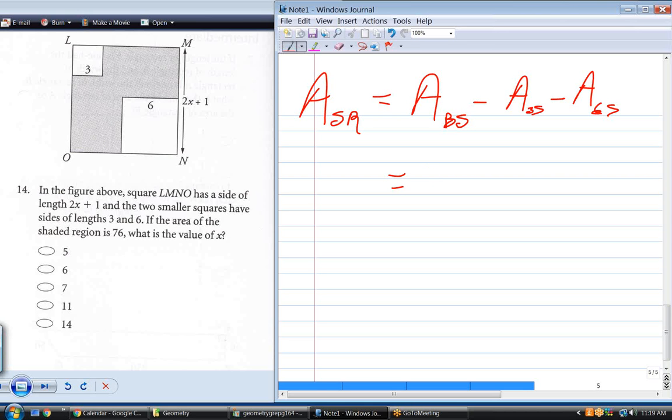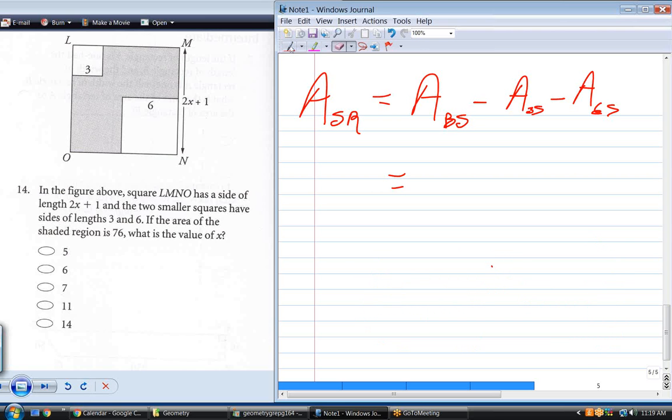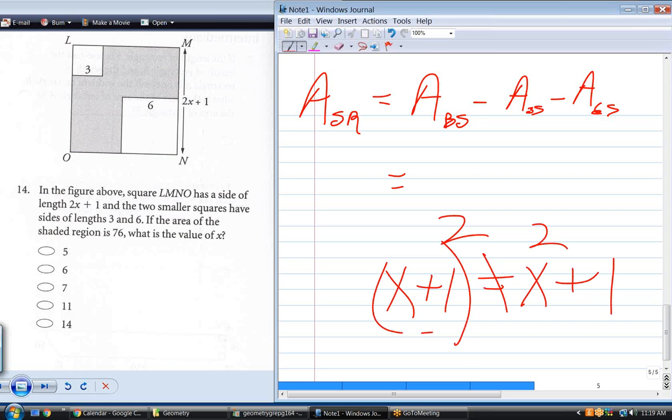No, don't make that most common mistake made in algebra. 2x plus 1, when you multiply it by itself, is not 4x plus 2. You're leaving out the middle term. That's the most common mistake made in algebra: x plus 1 squared equals x squared plus 1. That is not true. You cannot just square each term.